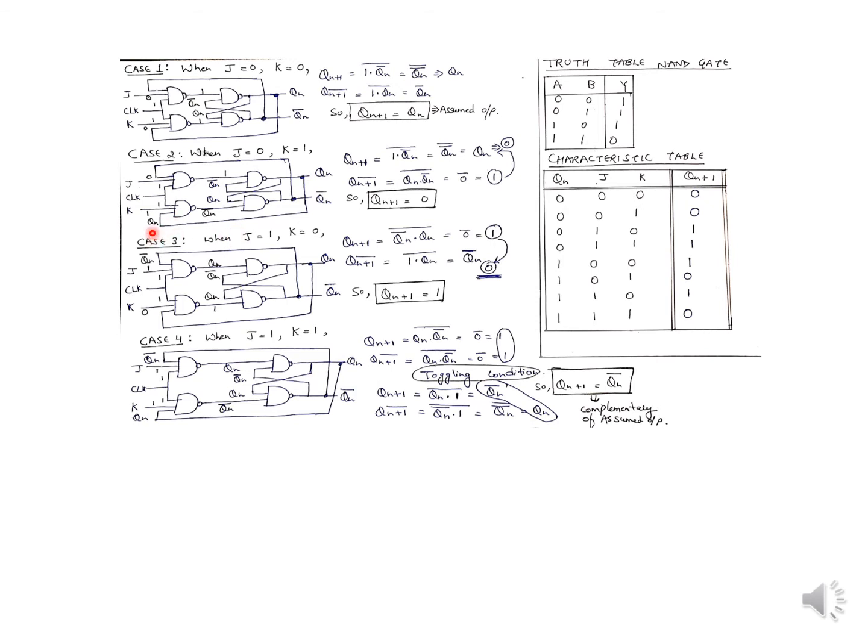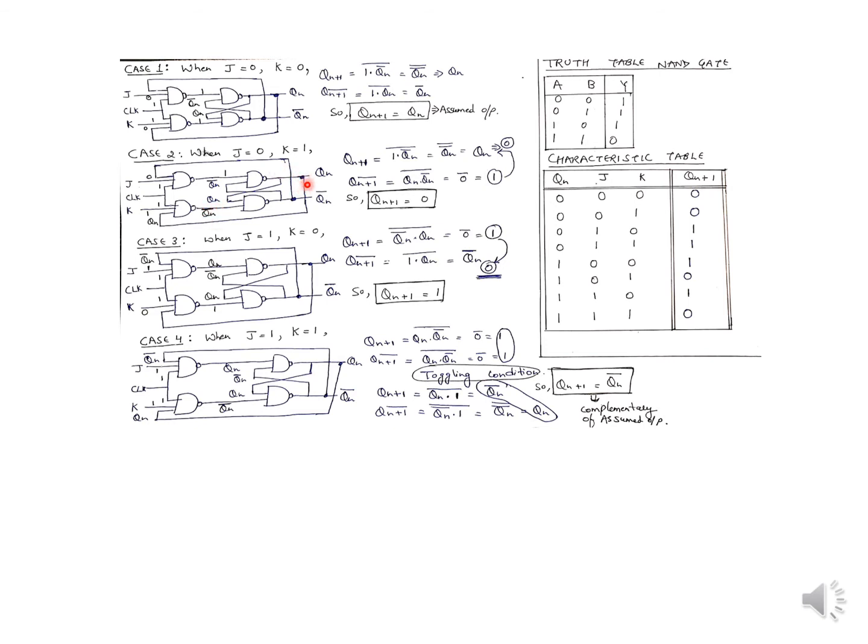So I have written here Qn. Okay, so what will be the output here of the NAND gate? 1 into Qn whole bar. So the output will be Qn bar. Okay, is it clear to you? The output is Qn bar.